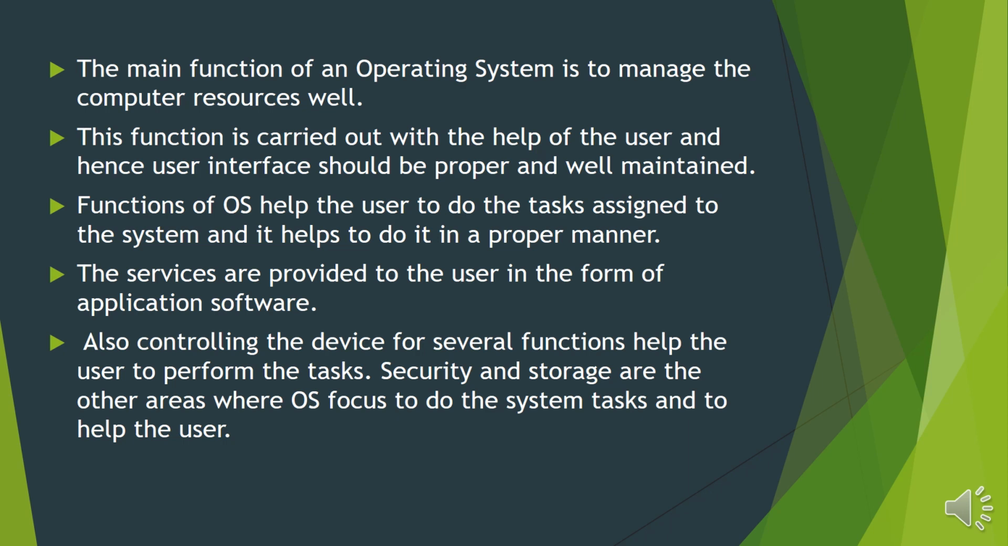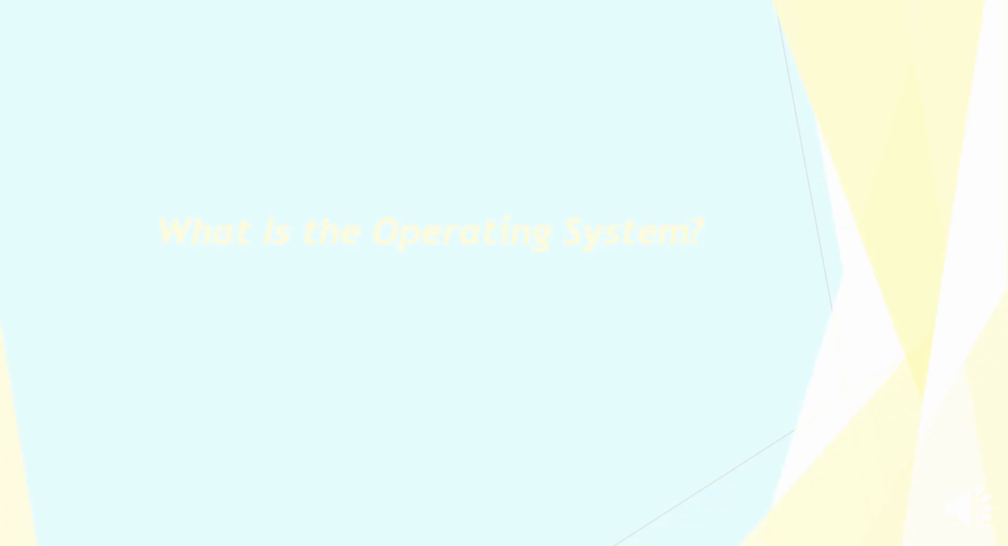Now, the function of the OS helps the user to do the tasks assigned to the system and helps it to do it in a proper way. Services provided to the user are in the form of application software, and also controlling the device for several functions helps the user to perform the task. When we talk about computer security, you see that the operating system helps to manage the system security as well as other areas where the operating system focuses on system tasks and also helps the user.